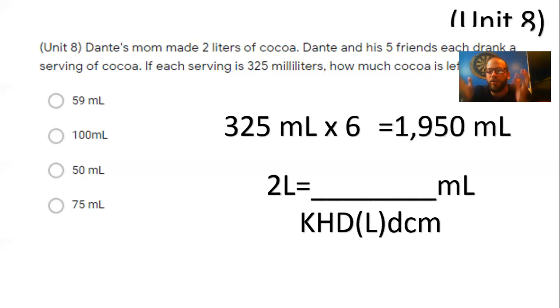Why? Because we are looking for liters. Remember, you can either look for liters, meters, or grams. We're working with volume here, liquid volume, so we're looking for liters. So 2 liters is equal to how many milliliters? 2,000. Because you start at liters and you move right. 1, 2, 3. You take the decimal and you move it right. 1, 2, 3. It turns into 2,000. Now, we had 2,000. We drank 1,950. So what's left?